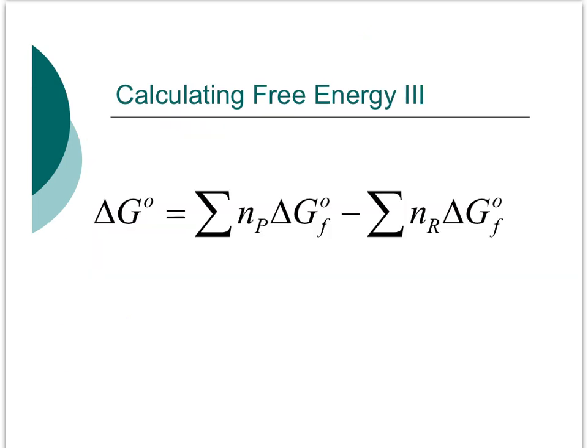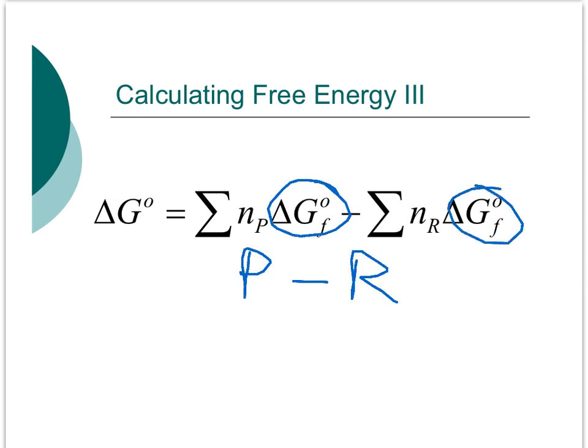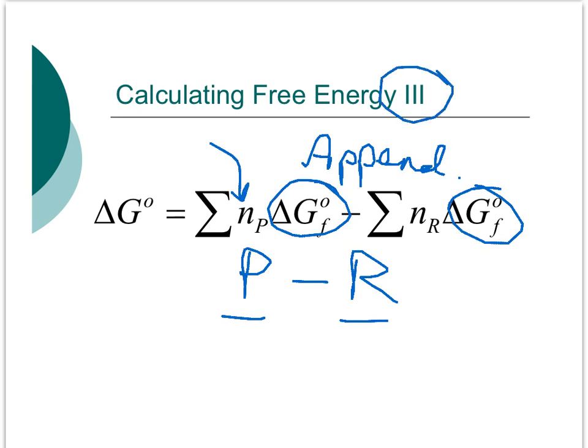Here is way number 3 of calculating delta G. This is the exact same algorithm that we have available to us to calculate delta H or delta S. It is another products minus reactants calculation, where you look up the free energies of formation in the appendix, multiply by the number of moles in the balanced equation, and again, products minus reactants.